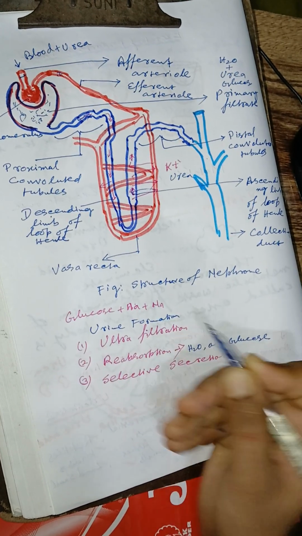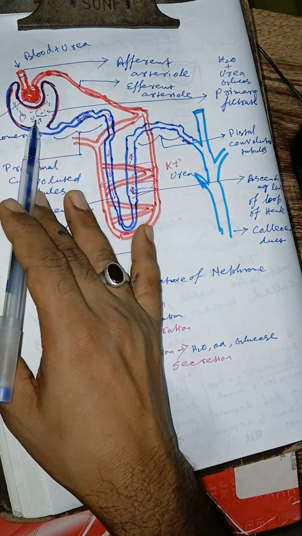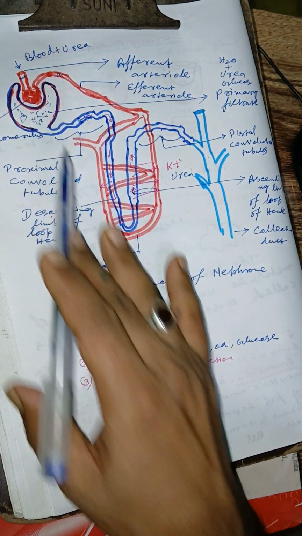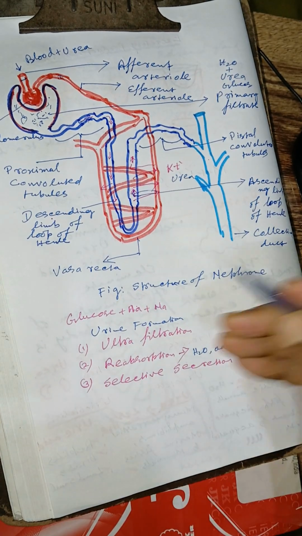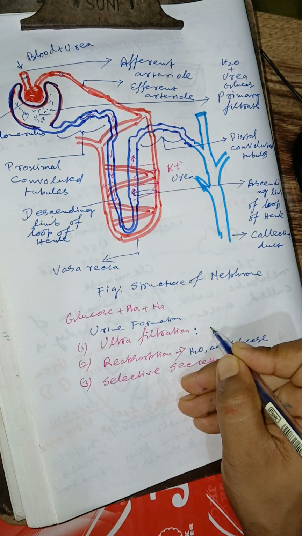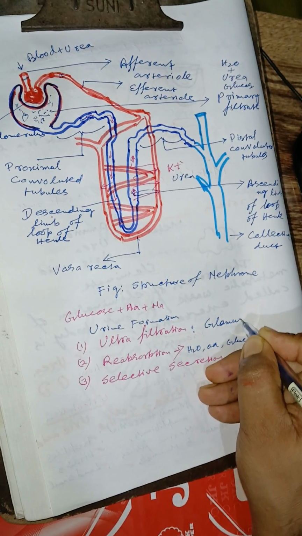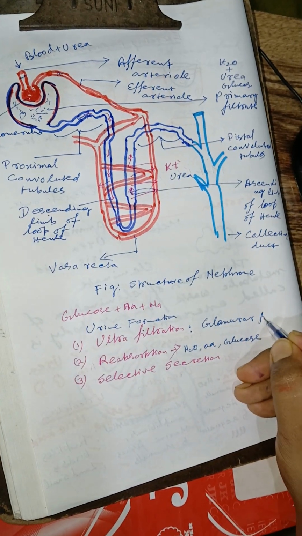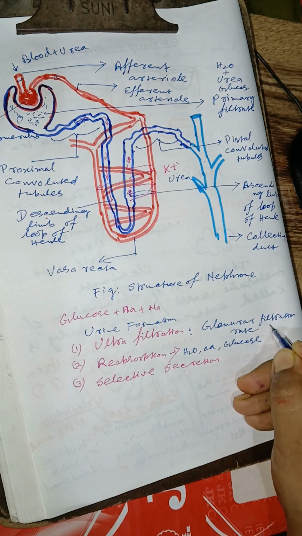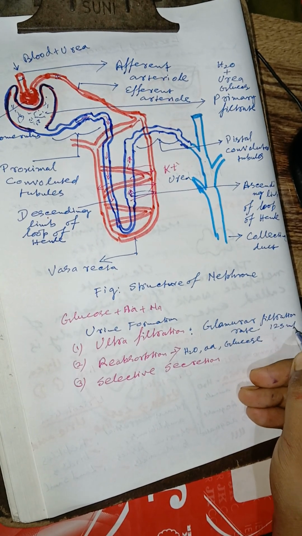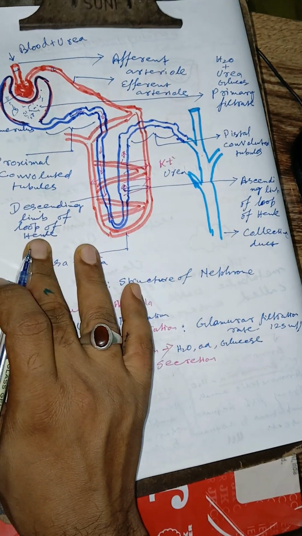Okay, so you have to learn the primary filtration rate. In 1 minute how many primary filtrate deposit in the Bowman capsule is known as the primary filtration rate. Okay, that is 125 ml primary filtration rate, or glomerular filtration rate is 125 ml per minute or 180 liter per day.